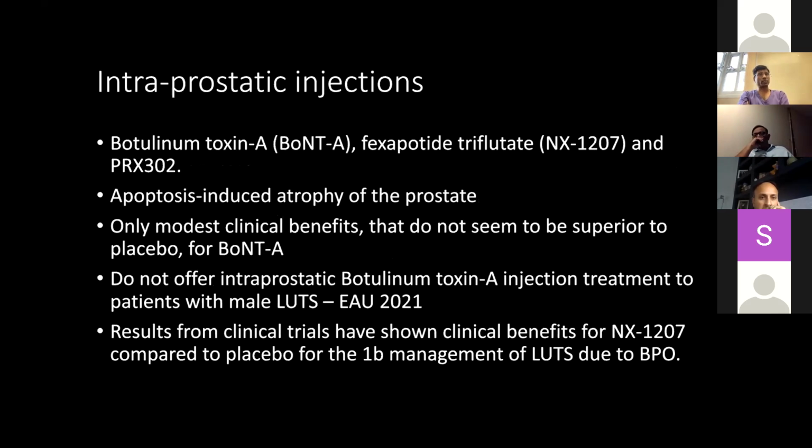Intraprostatic injections, this is the one which is least favored by anyone. Simple reason, it doesn't work. But just for completion of the syllabus, there is botulinum toxin A, there are some medicines like fexapofusp or the investigational treatment like PRX302 available. It should cause apoptosis-induced atrophy of the prostate. Real life, not much improvement, not much strong studies. And EAU 2021 clearly mentioned do not offer intraprostatic botulinum toxin injection for treatment of male LUTS.